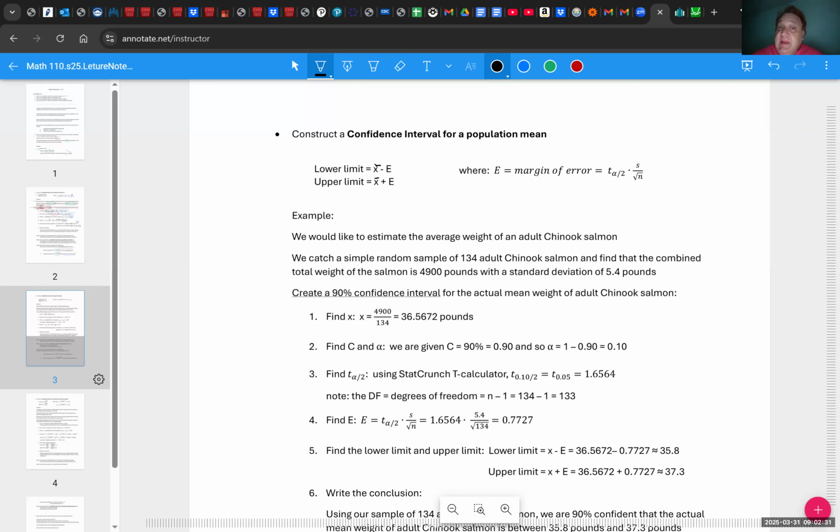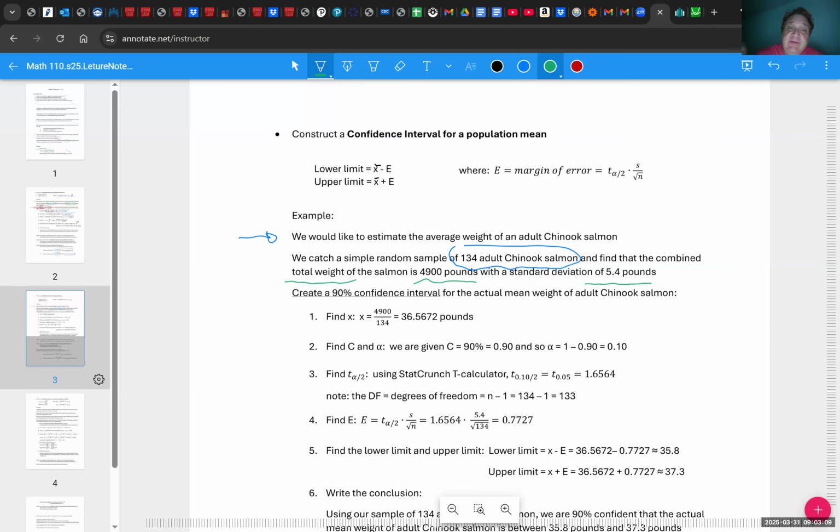So we would like to estimate the average weight of an adult Chinook salmon. So what we do is we catch a simple random sample of 134 adult Chinook salmon. That's the size of the sample. We weigh all these salmon and find out that they have a total weight of 4,900 pounds and a standard deviation of 5.4 pounds. So we added up the total weight, and we found the standard deviation.